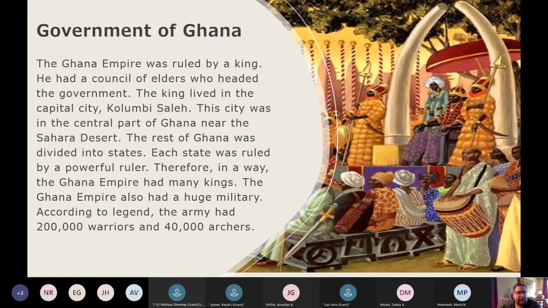So, the government of Ghana. The Ghana Empire was ruled by a king. He had a council of elders who headed up the government. The king lived in the capital city, Kumbi Saleh. The king was in the central part of Ghana near the Sahara Desert. The rest of Ghana was divided into states, and each state was ruled by a powerful leader. Therefore, in a way, the Ghana Empire had many kings. The Ghana Empire also had a huge military, and according to legend, the army had 200,000 warriors and 440,000 archers.